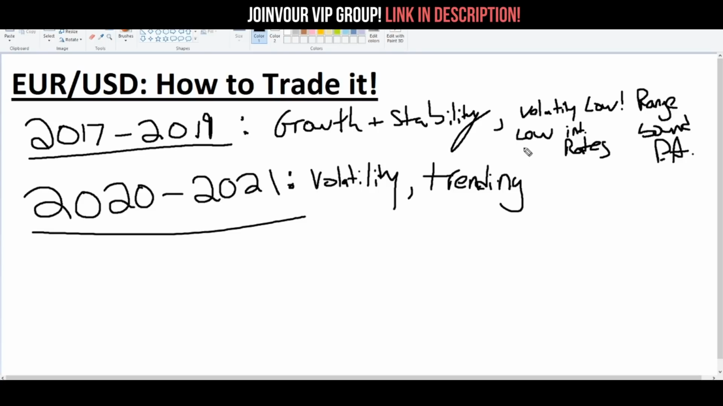Okay. And then finally, actually, did I mess this up? I guess low interest rates were still a thing in 2017 to 2019, but I guess we can say lower interest rates here in this last period of time.